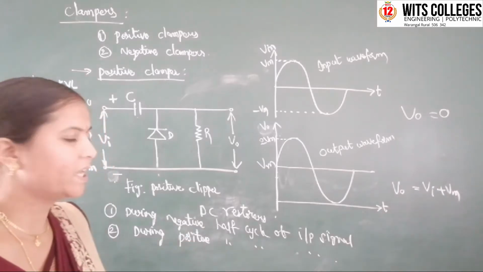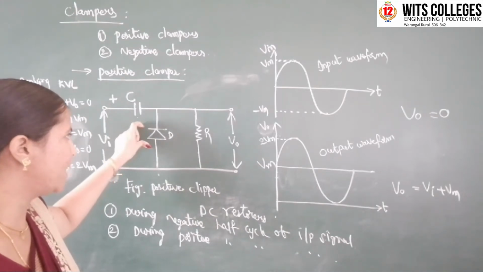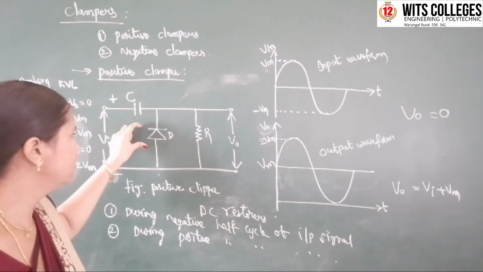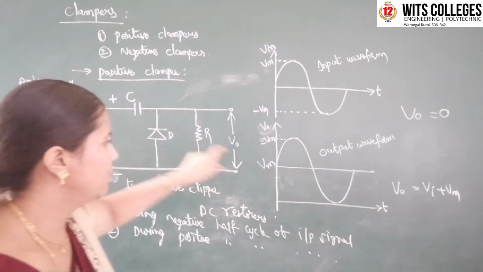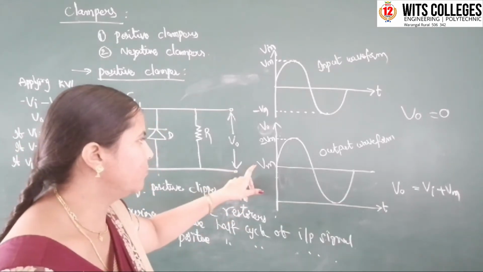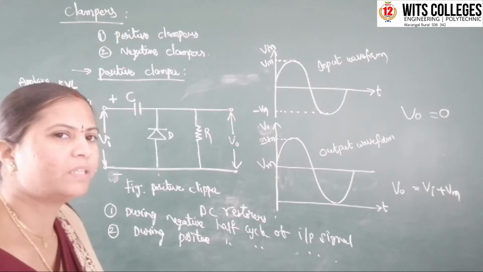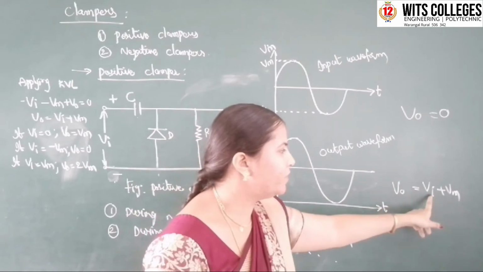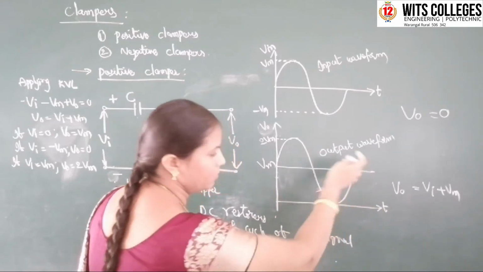During the positive half cycle, what will happen? The diode is in reverse biased mode. In reverse biased mode, the diode acts as an open circuit. Here the capacitor C is going to be fully charged up to the maximum voltage Vm. So it increases up to 2Vm. After that the capacitor is going to be discharged. So during the off time, the output voltage V0 equals Vi plus Vm. So here the output waveform goes above the DC level.